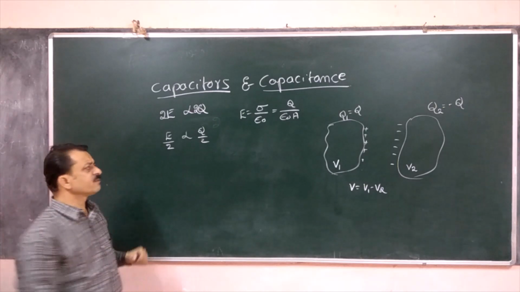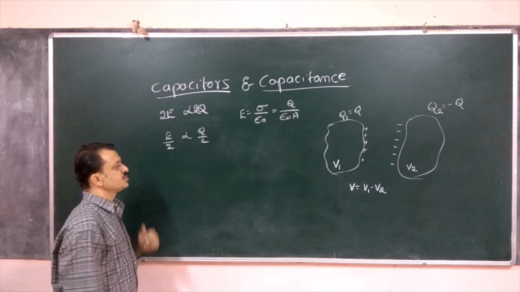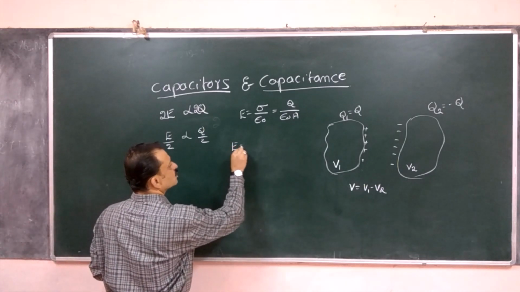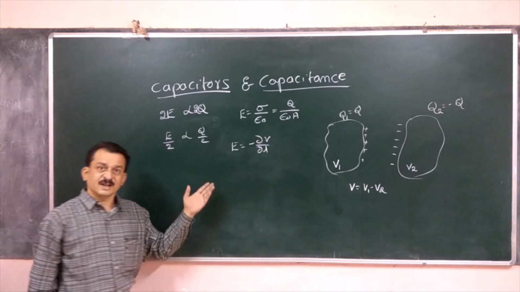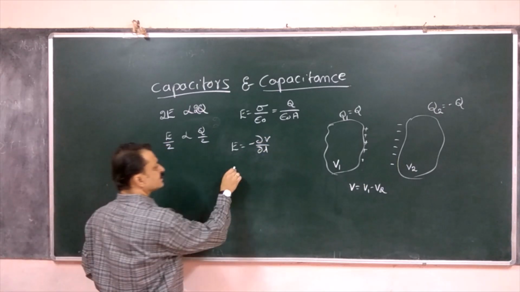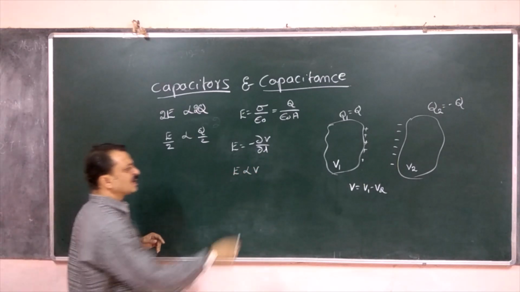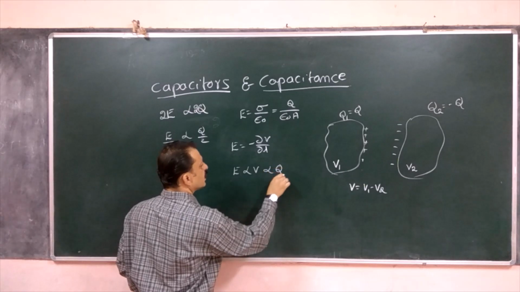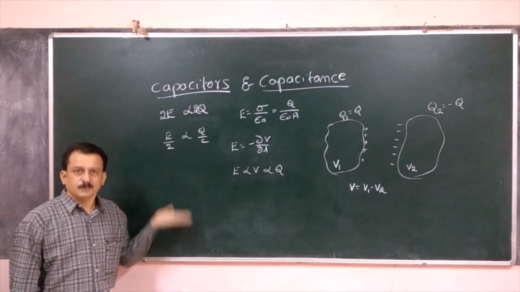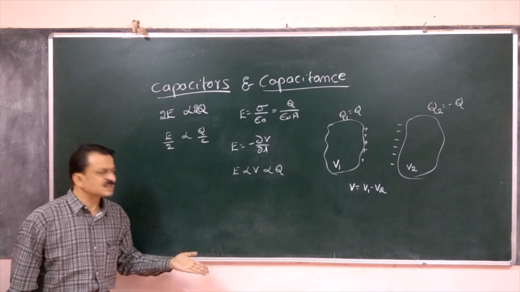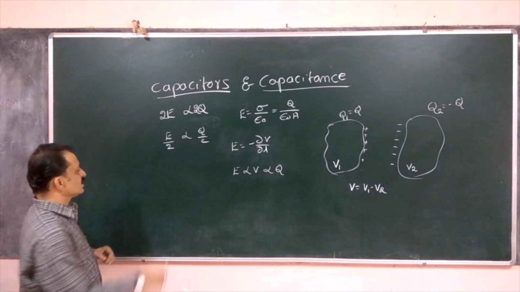And we are also familiar with the relation between the electric field and the electrostatic potential. That is, electric field is equal to minus delta V by delta L, that we have already derived. Simply we can say the electric field is also proportional to the potential. That means the potential is also directly proportional to the charge. As the charge increases, the potential also increases. As the charge decreases, the potential also decreases. It is a very interesting property.